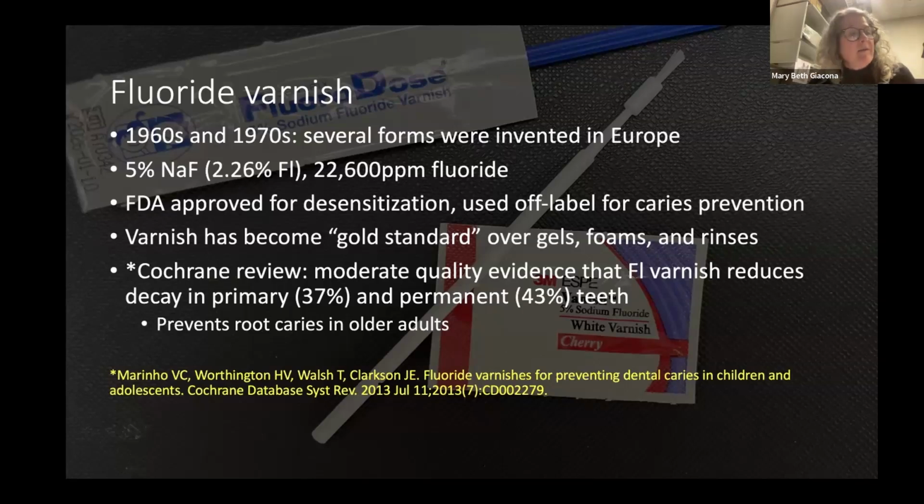It's also very safe to use in very young kids because it's a very small volume and you don't have to worry so much about them swallowing the high concentration of fluoride. There was a Cochrane review, right? Our gold standard when it comes to systematic reviews and how we go about deciding how to formulate our clinical guidelines. They found that there was moderate quality evidence that fluoride varnish reduces decay by about 37% in baby teeth, primary teeth, and by about 43% in permanent teeth.